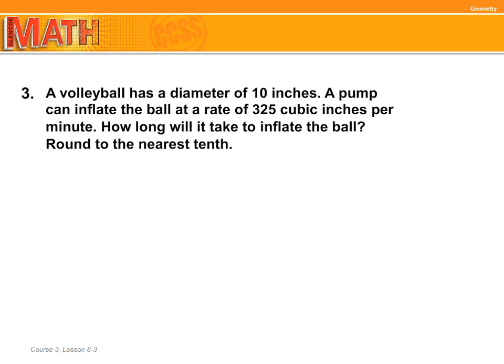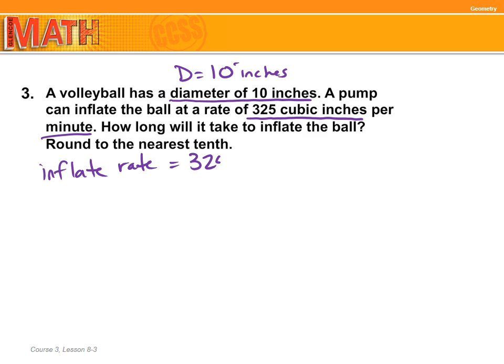Example 3, a volleyball has a diameter of 10 inches. A pump can inflate the ball at a rate of 325 cubic inches per minute. How long will it take to inflate the ball? Round to the nearest tenth. Okay, so the first thing we need to do is find the volume of the ball.